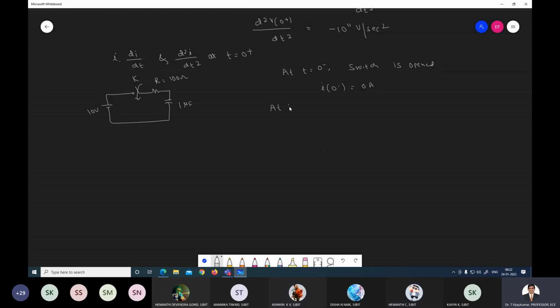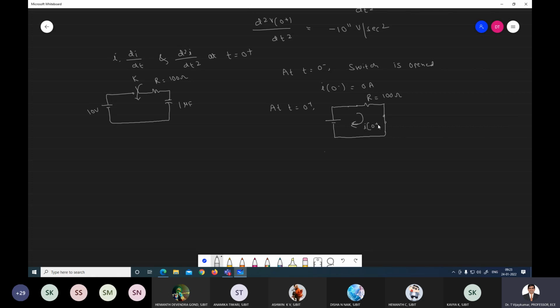At t = 0 plus, what is the circuit? The switch is closed, with a resistor, and the capacitor will act as a short circuit. Immediately after closing the switch, the capacitor will act as a short circuit. And this is your i of 0 plus.